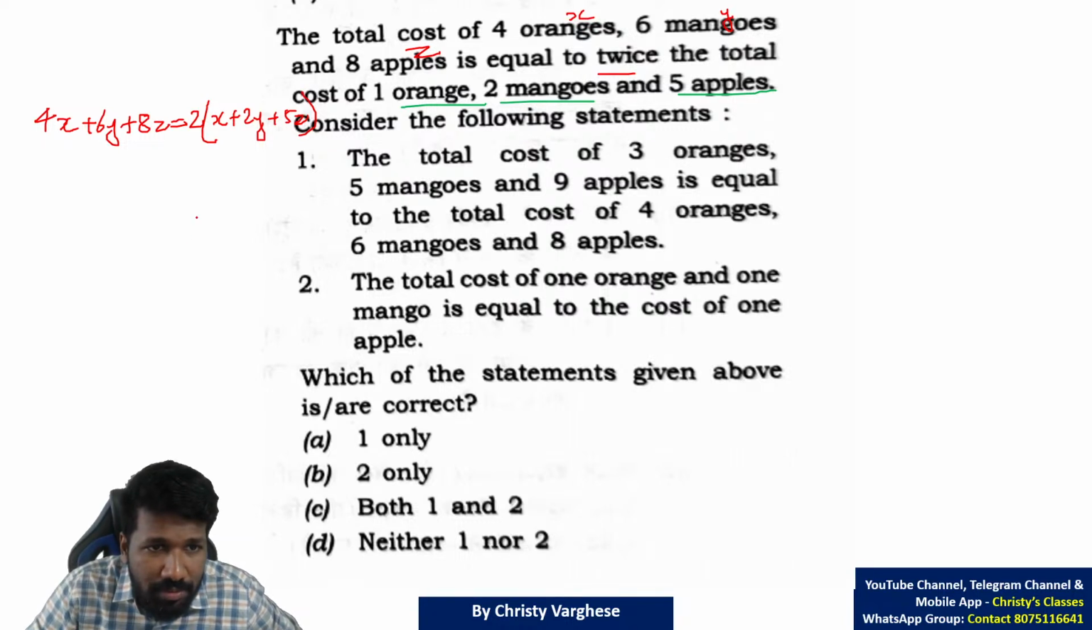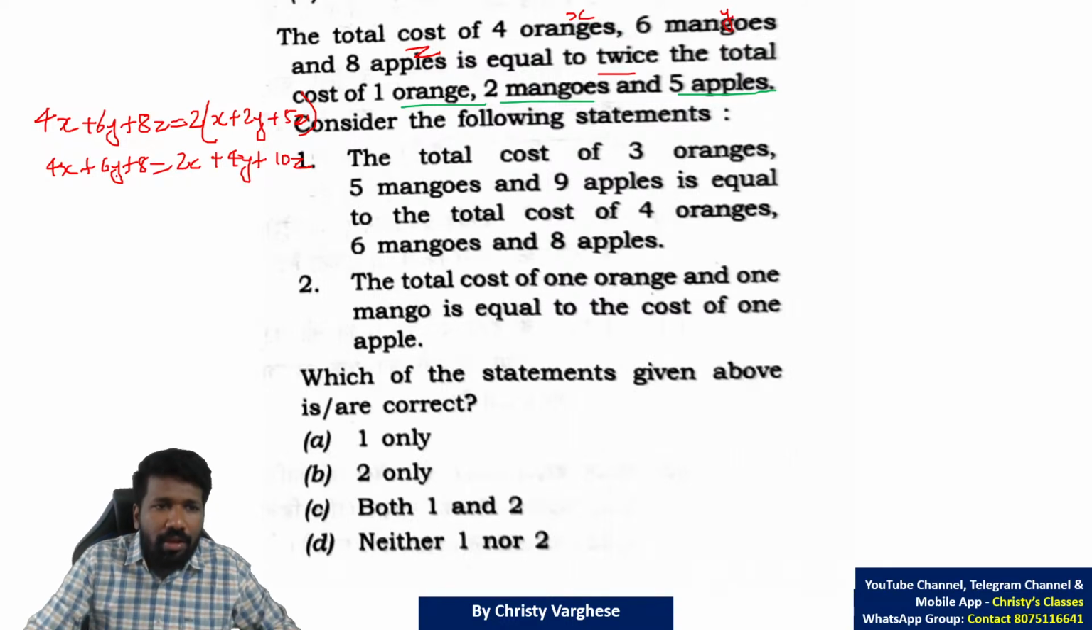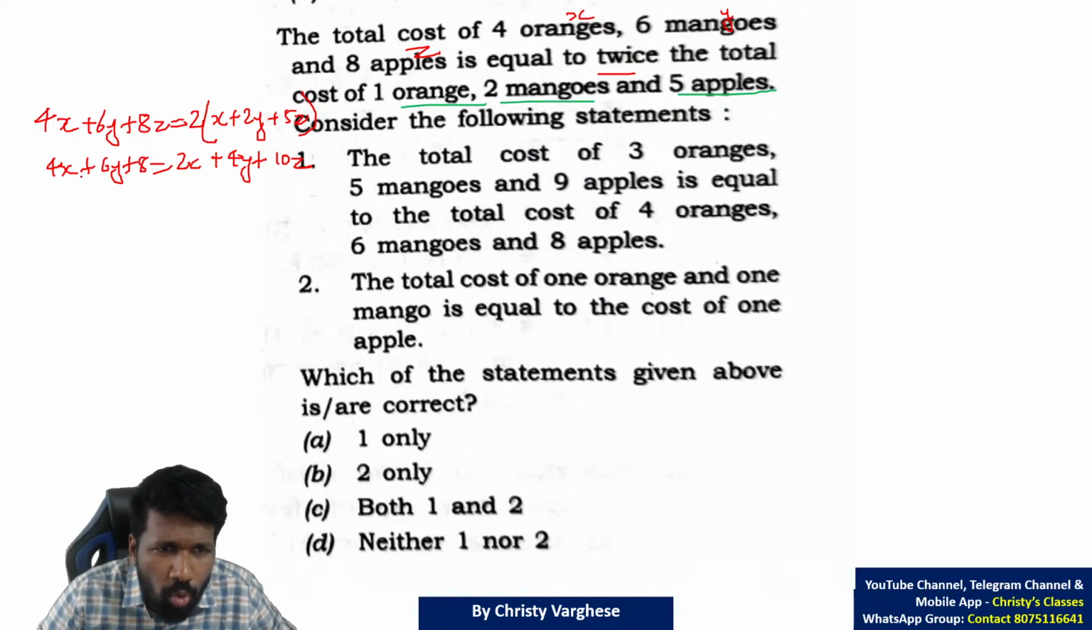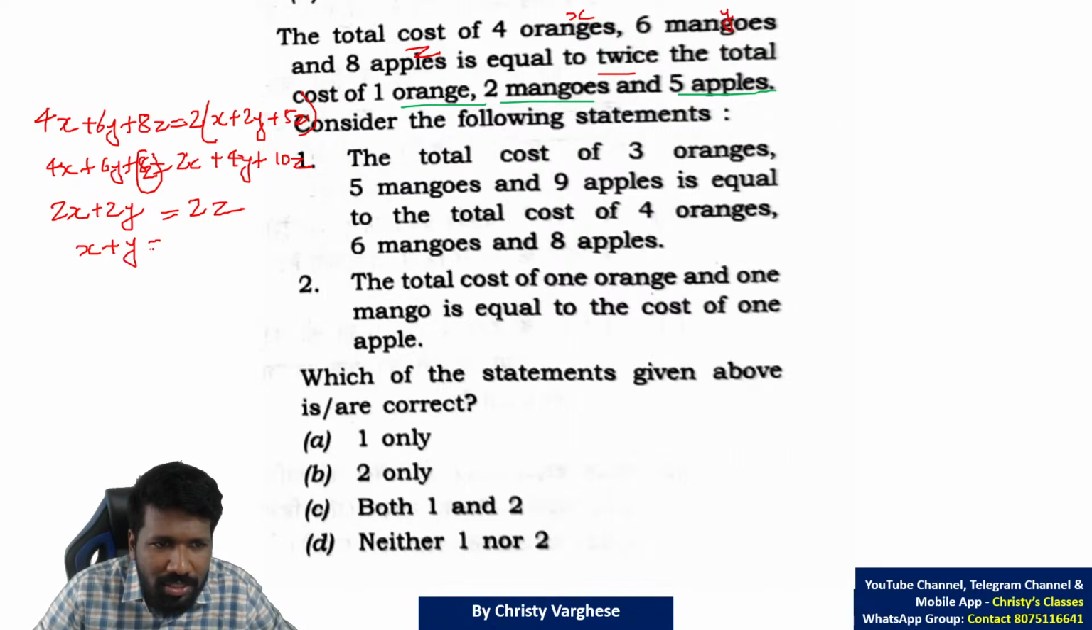That is the question. So let us simplify this equation first. 4x plus 6y plus 8z is equal to 2x, opening up the bracket, plus 4y plus 10z. Taking like terms to the same side. 2x taken to this side, it will be 4x minus 2x, 2x. 6y minus 4y, 2y. And 10z, this 8z I can take to the other side because 10z is bigger. So 10z minus 8z, 2z. The 2 is common, you can divide by 2 throughout. So x plus y is equal to z.